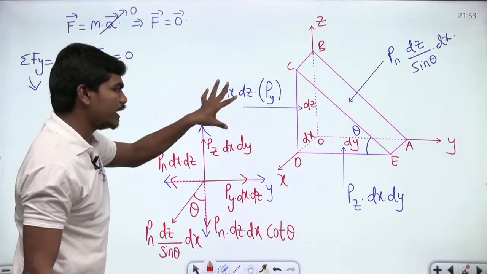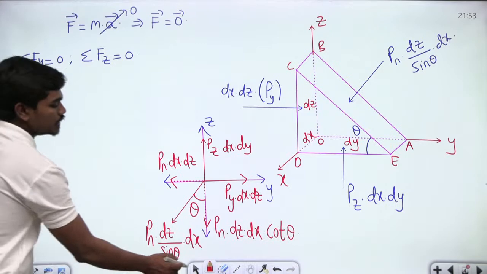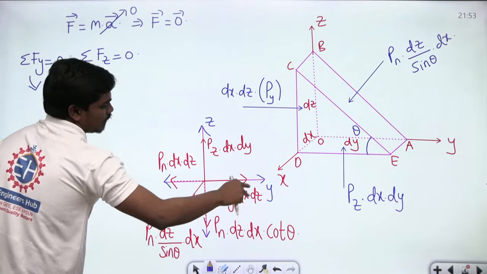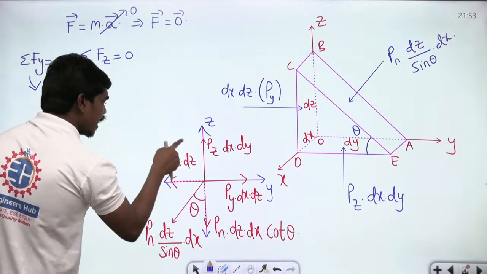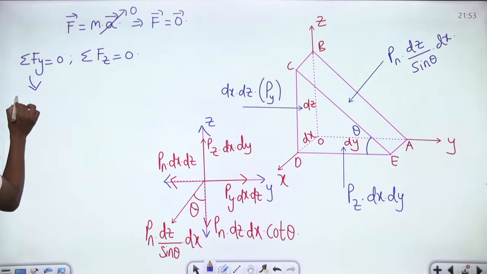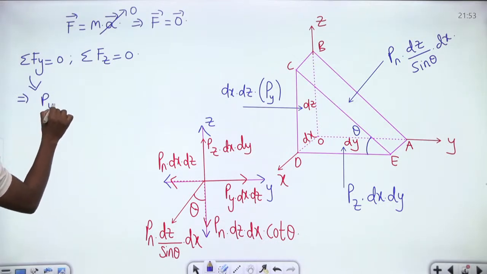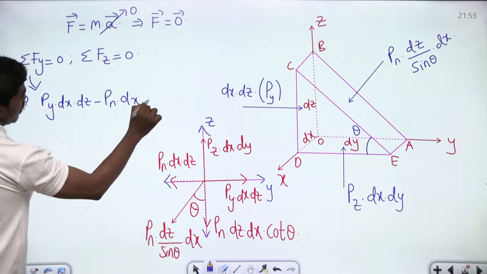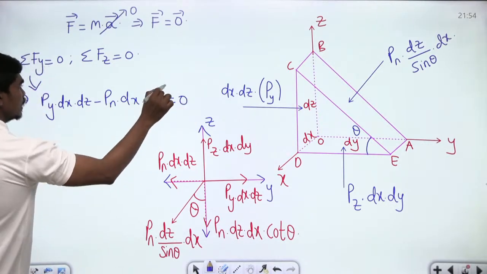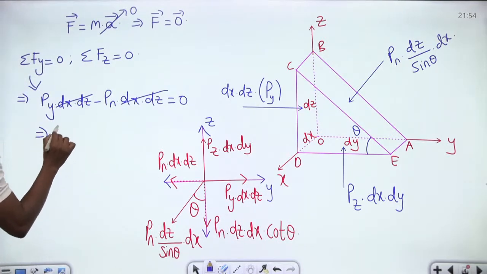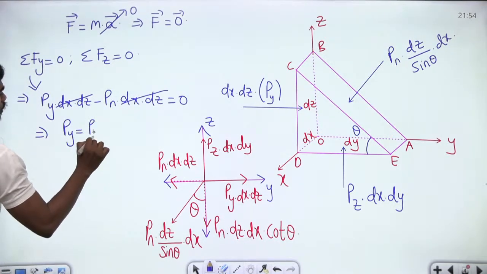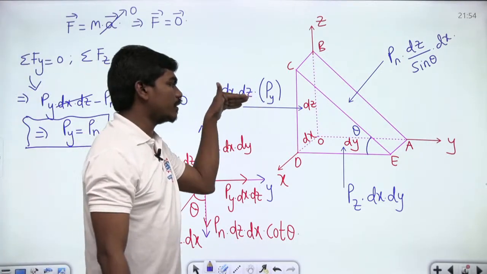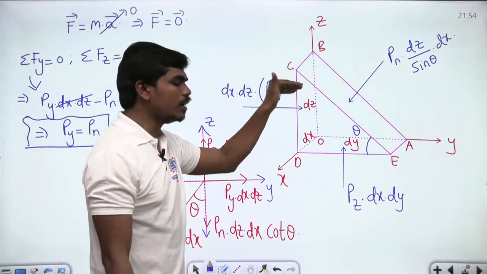So for this fluid element to be in equilibrium, sigma Fy has to be 0. If you apply sigma Fy equal to 0, then there are two forces which are acting along the y axis: Py dx dz and Pn dx dz. So this implies Py dx dz minus Pn dx dz is equal to 0. This dx dz gets cancelled from both sides and Py is equal to Pn. This means the normal stress on this plane is equal to the pressure that's acting in the y direction.